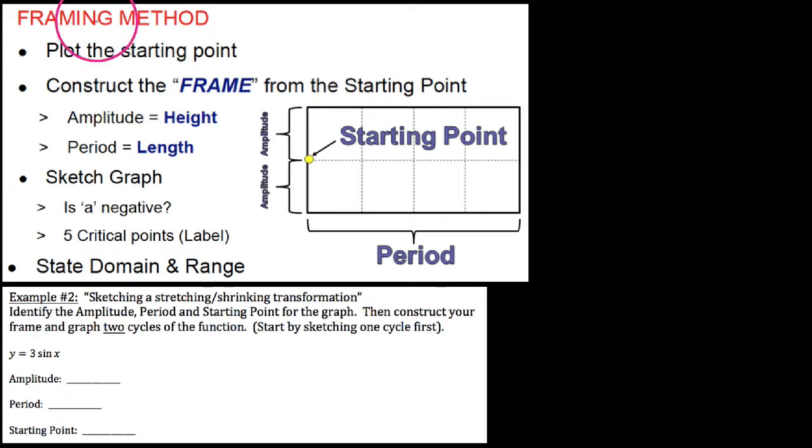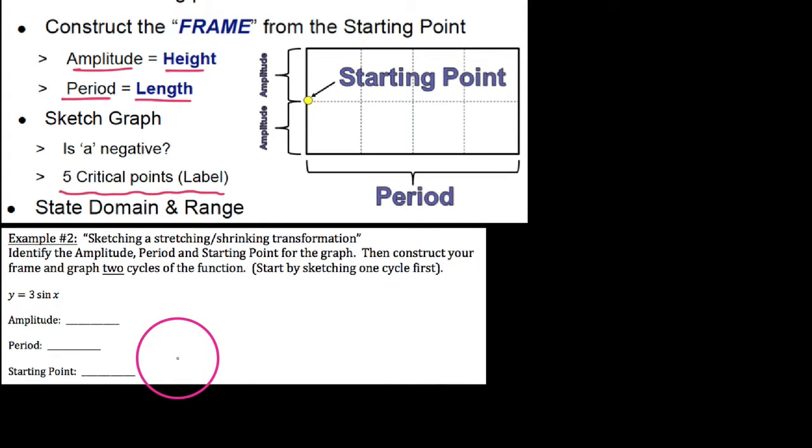So to put this all together, we're going to look at the framing method for graphing, and that would just be what you see right here, starting by plotting the starting point and then constructing the frame from there, where we know the height of our frame is the amplitude of our graph and the length of our frame is the period of the graph. And then from there, we're just going to sketch our 5 critical points that we can label inside the frame. So let's go ahead and take a look at this very first graph here. What we want to do is, first of all, identify the amplitude, period, and the starting point, and then construct our frame. And notice the instructions here say graph 2 cycles of the function.